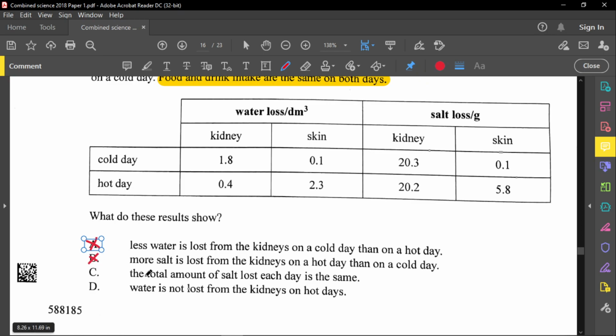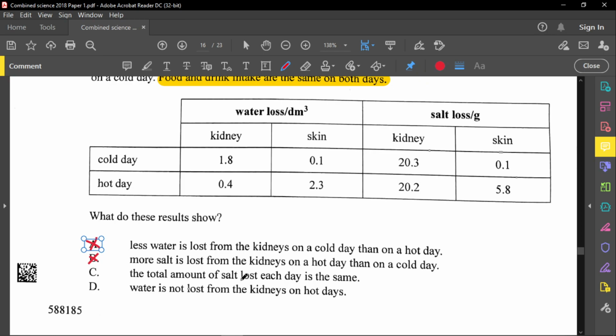Now for part C, it said the total amount of salt lost from the kidney each day is the same. If you look at a cold day, it is 20.3 and 0.1, which gives you 20.4. And on a hot day, it gives you 20.2 and 5.8. If I put both of them together, you get 26. So on a cold day and a hot day, it is not the same.